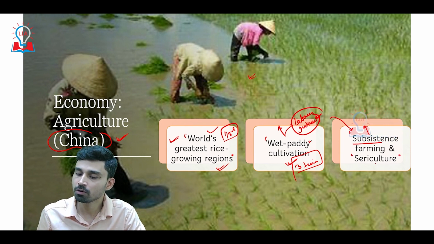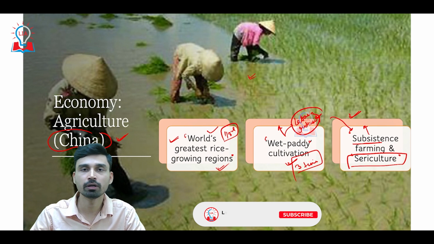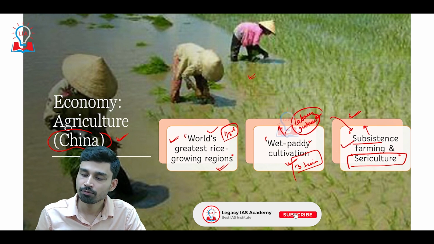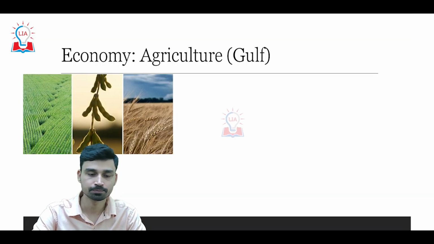Apart from that, farmers are also dependent on sericulture because of the development of mulberry trees in this area due to fertile soil. Thus sericulture, farming, as well as, in many places, fishing have been included as daily activities of the farmers here.